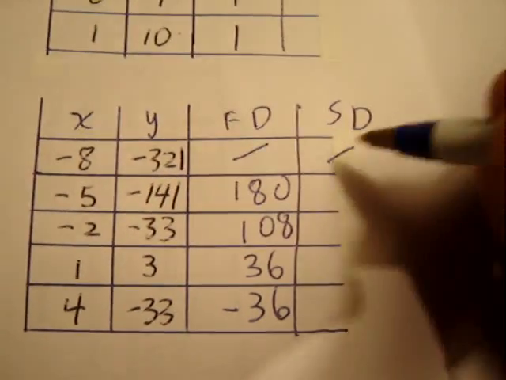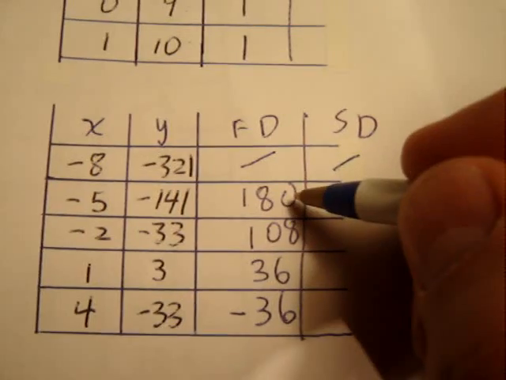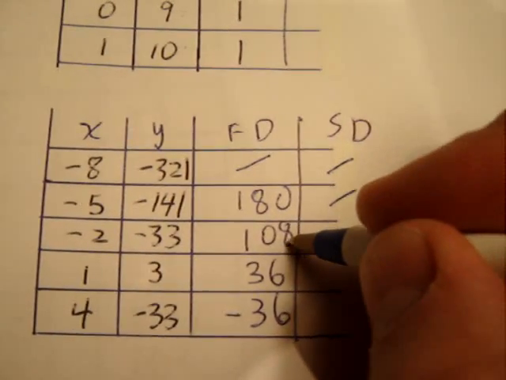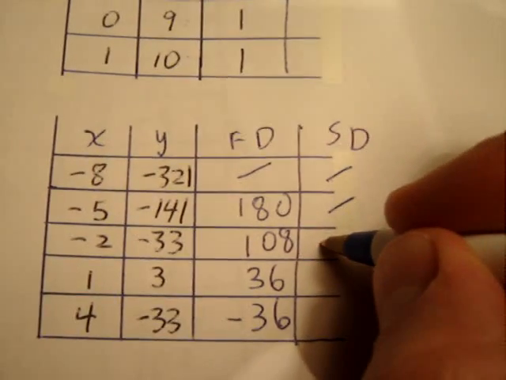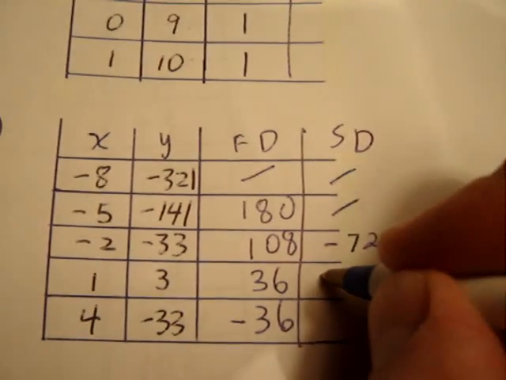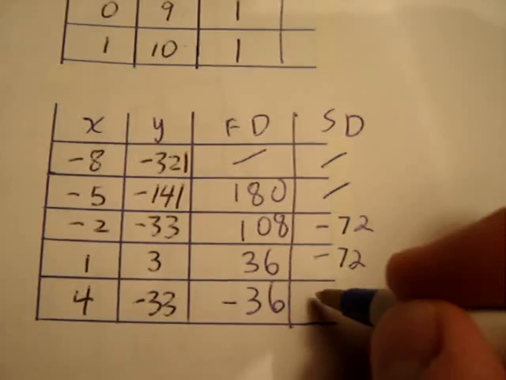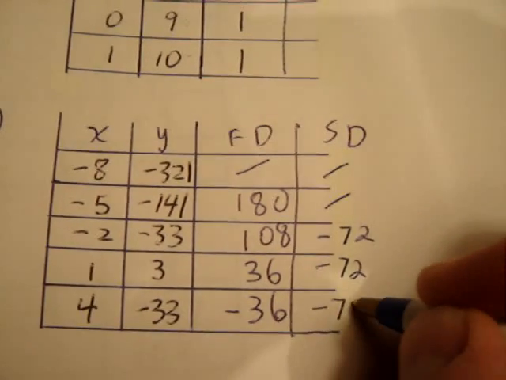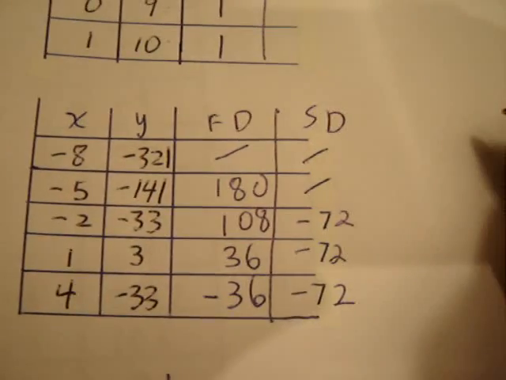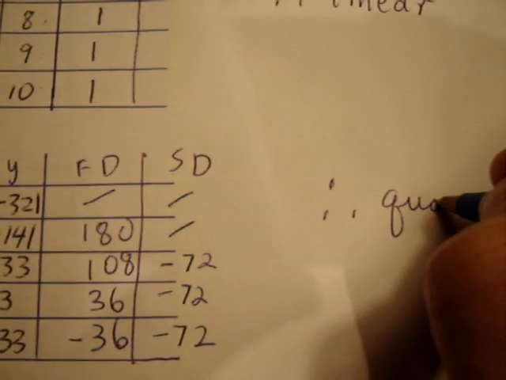Now we have to leave the first space blank, but we also have to leave the second space blank because there's no number above 180 for it to subtract with. So that's blank. 108 minus 180 is negative 72. 36 minus 108 is negative 72. Negative 36 minus 36, you got it, negative 72. Since all the entries in the second differences column are the same, we say therefore we have a quadratic relation.